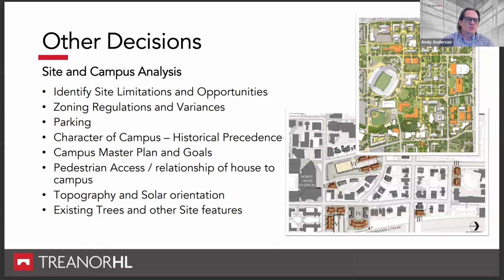We have experience working with authorities having jurisdiction, meaning building officials and planning officials and university officials, to help you navigate the design process in light of all the site and campus conditions that you're up against.